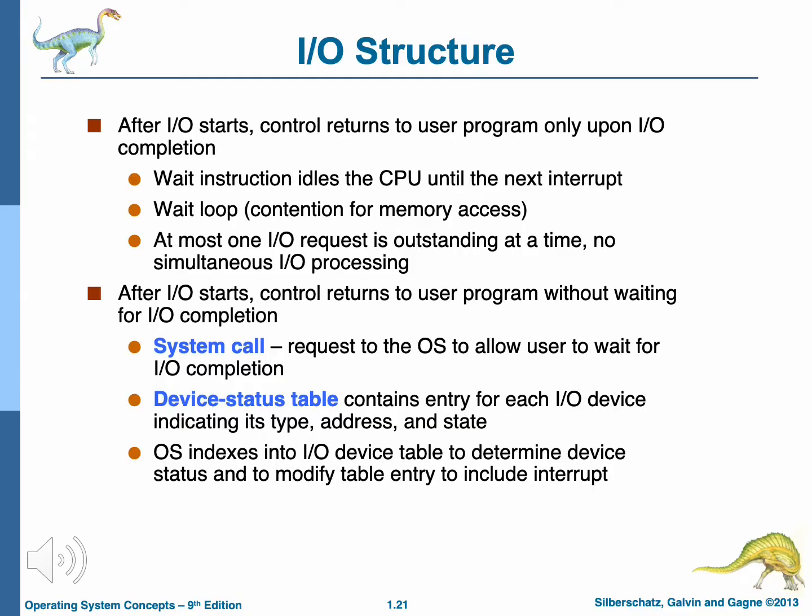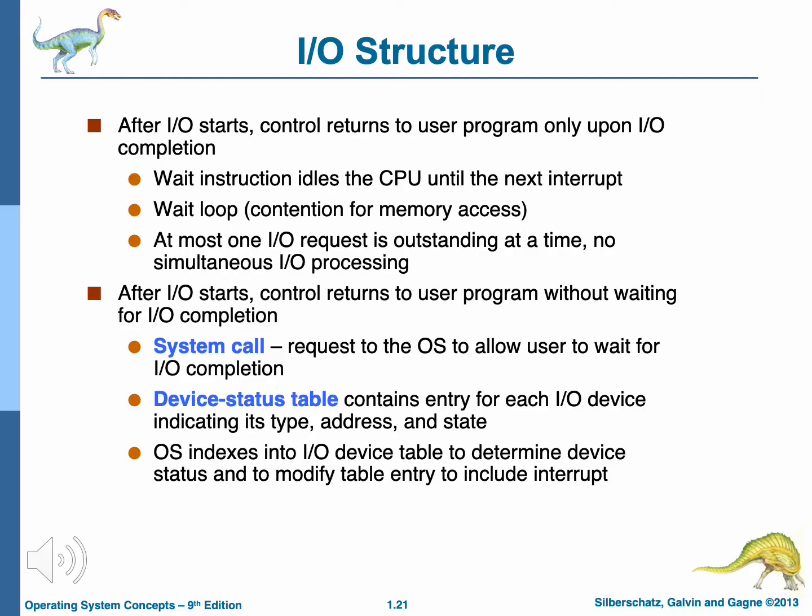The controller starts the transfer of data from the device to its local buffer. Once the transfer of data is complete, the device controller informs the device driver via an interrupt that it has finished its operation. The device driver then returns control to the operating system, possibly returning the data or a pointer to the data if the operation was a read.